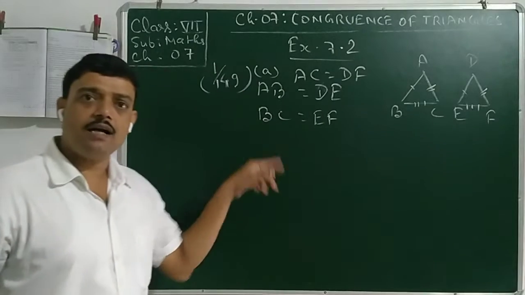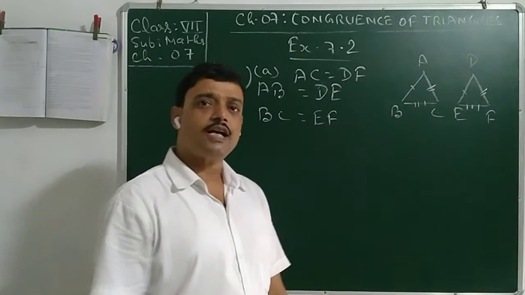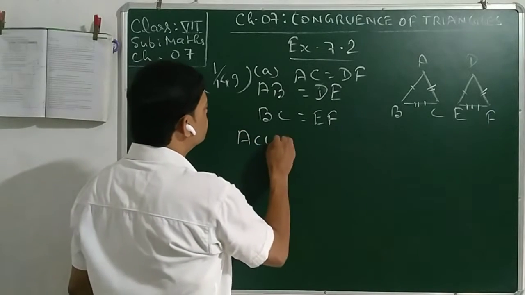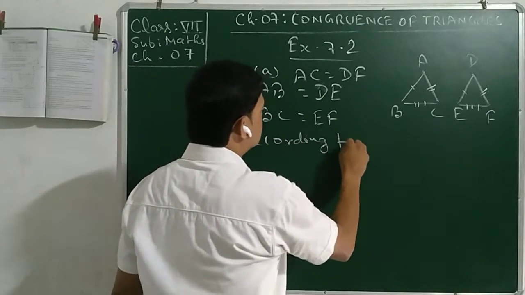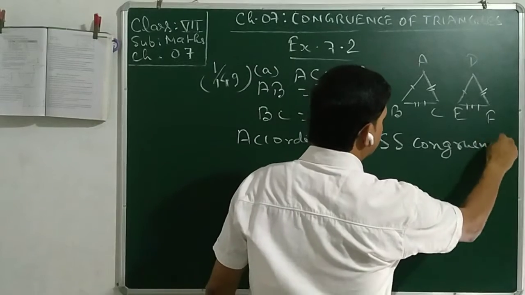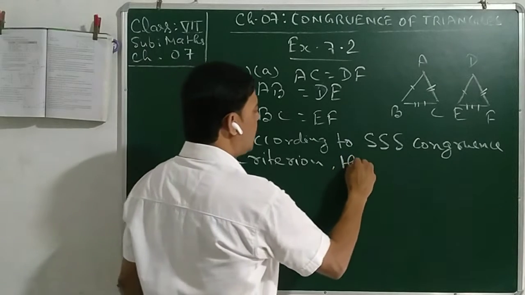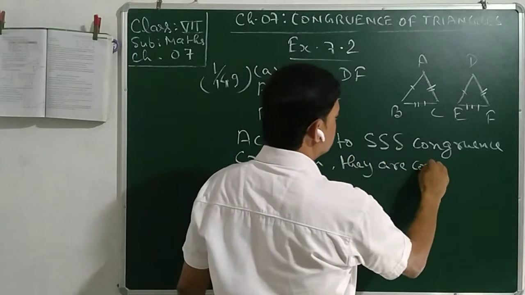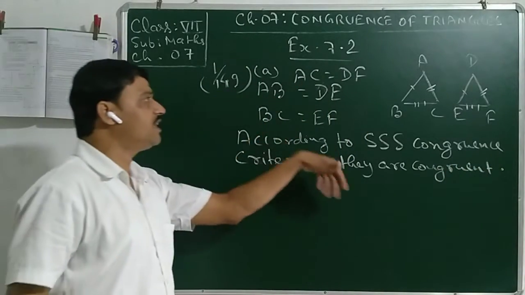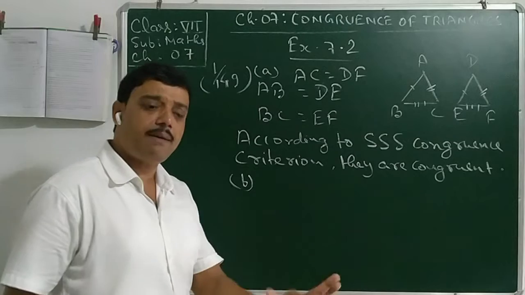And we had learnt that the condition says that if all the sides are equal to the corresponding sides of another triangle, then both of the triangles are congruent. So according to SSS congruence criterion, they are congruent. As I have written the language for the first one, you will write all the conditions with figure for all the remaining sums. Only I am explaining here the conditions which will be applicable to all the sums.